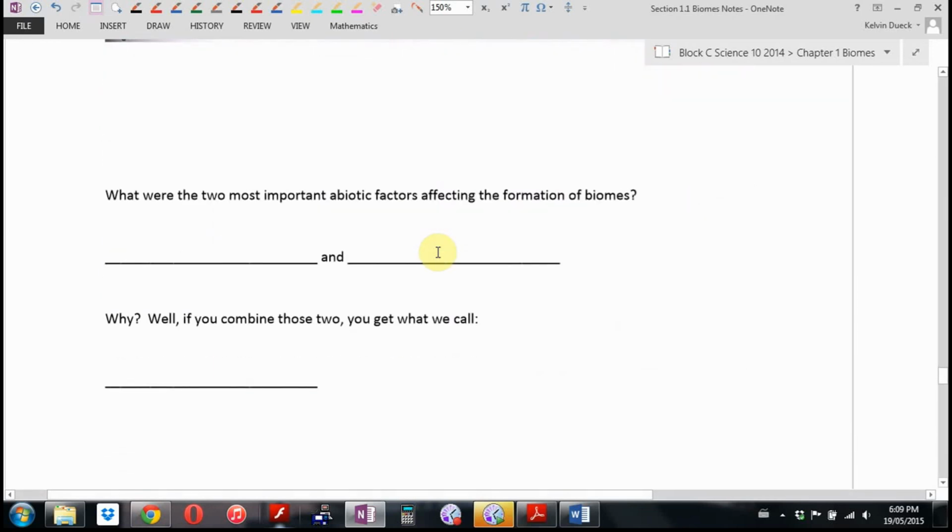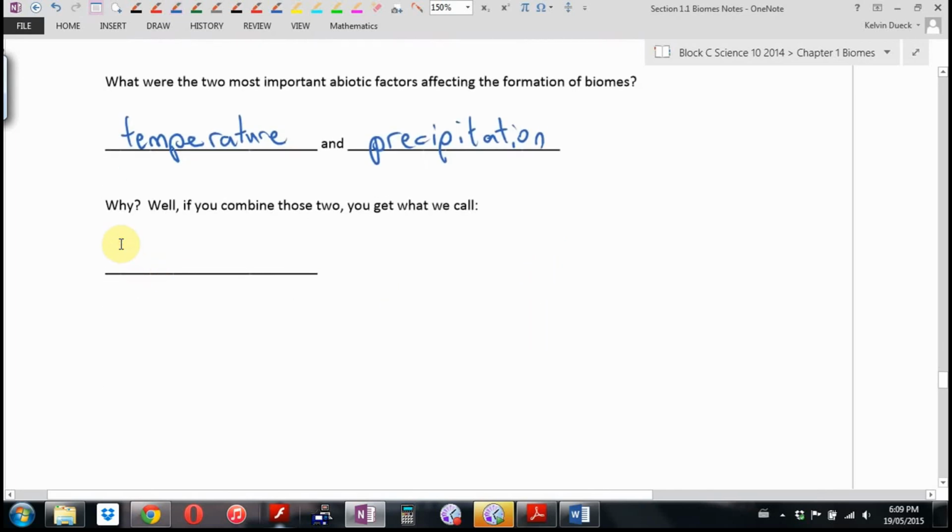What were the two most important abiotic factors affecting the formation of biomes? You may recall. They were, that's right, temperature and precipitation. Well, if you combine these two, you get what we call climate. Climate is the combination of temperature and precipitation. And one of the things you're going to have to be able to read is a climatograph, which looks terrifying. They're not too bad at all.